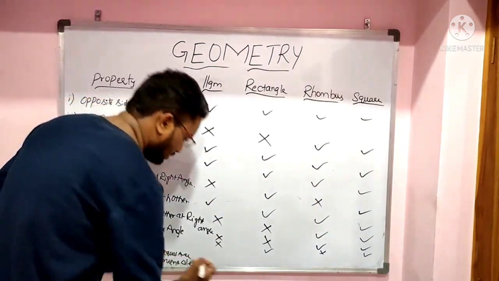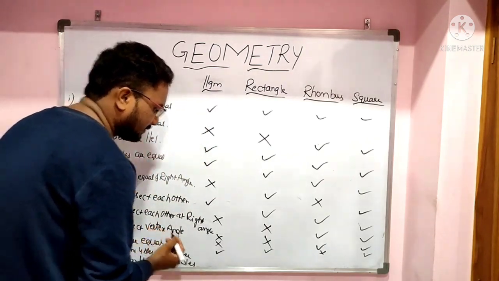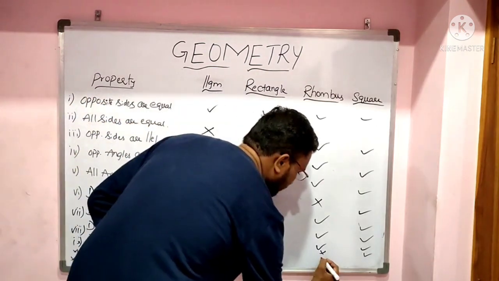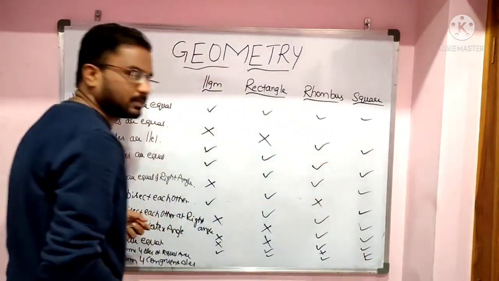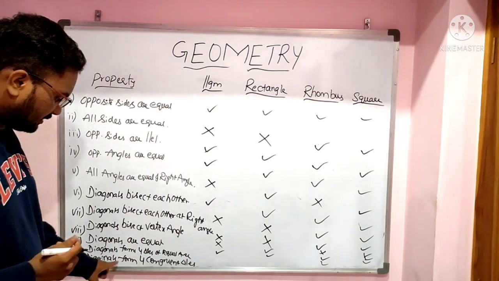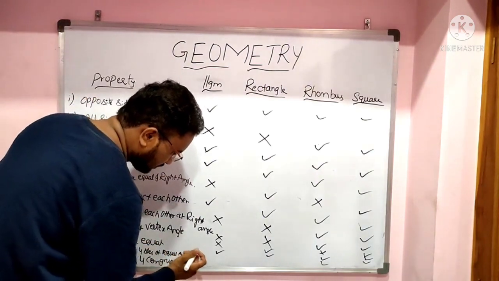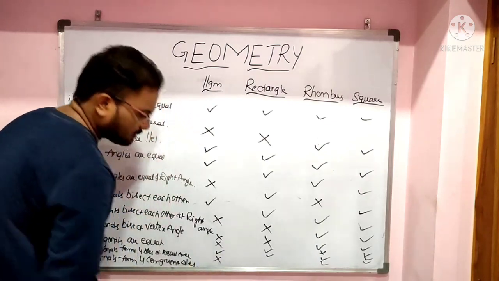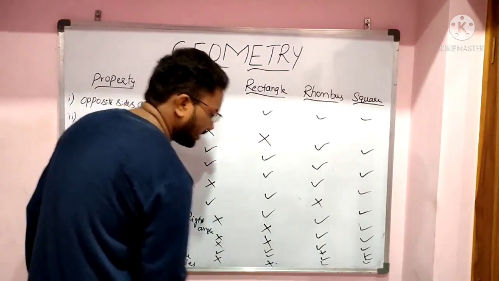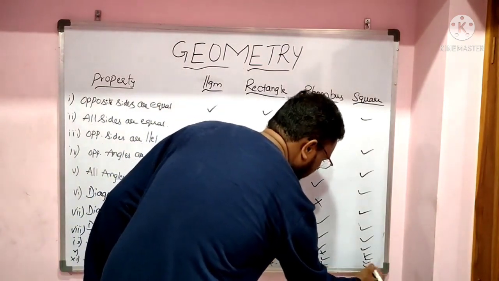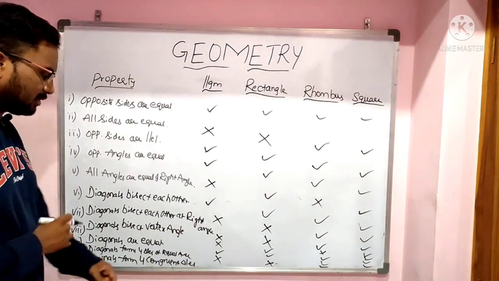And diagonals form four triangles of equal area. Here in a rectangle, the diagonals form four triangles of equal area, so this satisfies this one. All are okay. And then the last one, diagonals form four congruent triangles. In a parallelogram it is not satisfied, in a rectangle also not satisfied, but in a rhombus and square this property is satisfied.